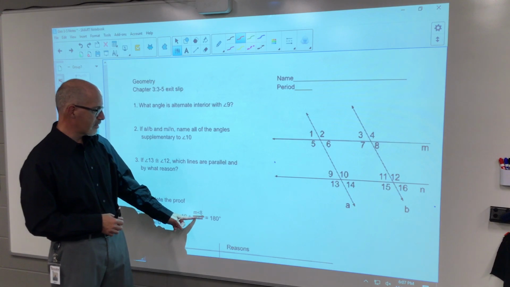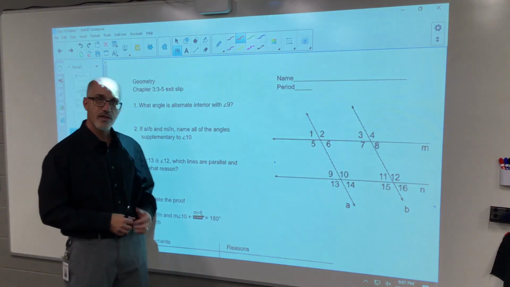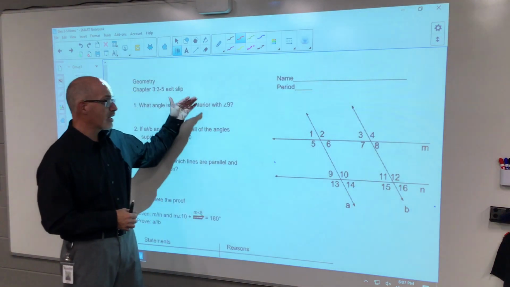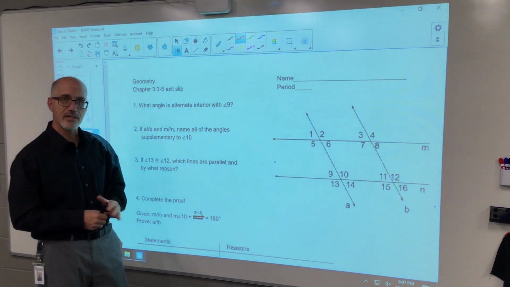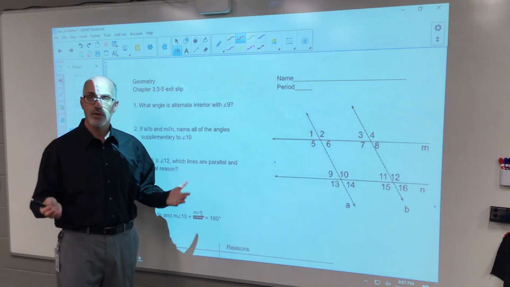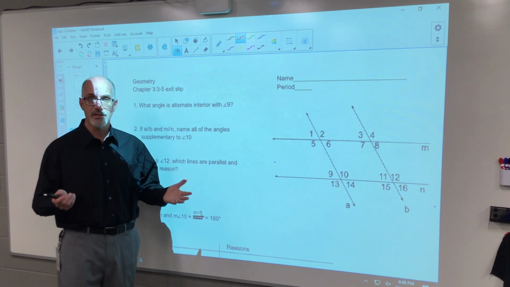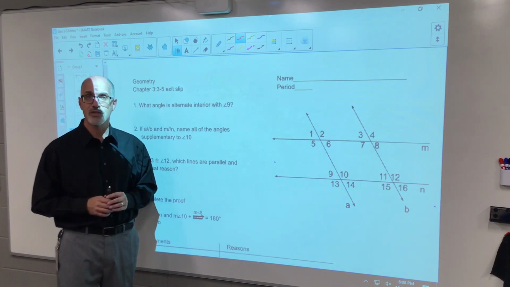Change this down here. It says measure of angle 7 in problem number 4. Change that to measure of angle 8. What I'd like you to do is try taking this like a practice quiz. Do the problems, try them out, and then we'll come back and go over how to do these problems. So pause the video, then come back and try these with me.